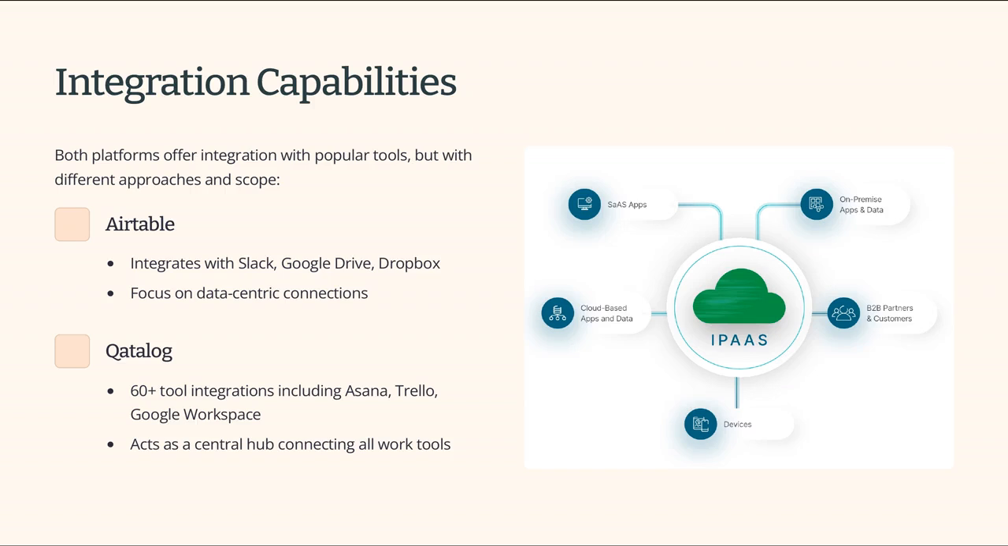Integration with other tools is crucial for many businesses. Airtable supports integrations with apps like Slack, Google Drive, and Dropbox. Catalog goes a step further, offering integrations with over 60 tools including Asana, Trello, Google Workspace, and Microsoft Teams. It acts as a central hub connecting all your work tools.